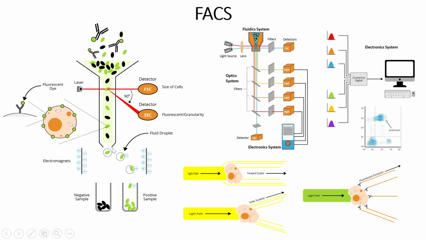So if it is a highly complex cell, that is a granular cell, as you can see in the case of the white blood cells, each of the white blood cells exhibits a different kind of complexity within themselves. So with the help of this side scatter, you can determine the level of complexity of the cells. And then we have the fluorescent.